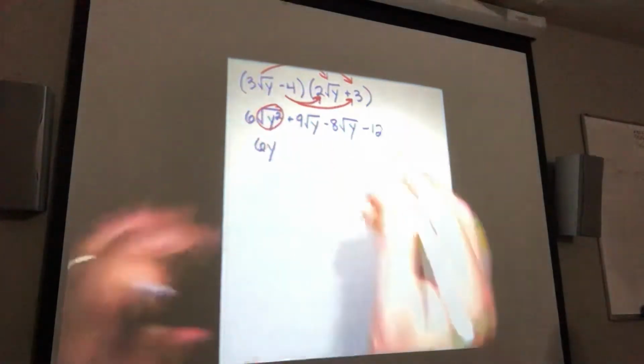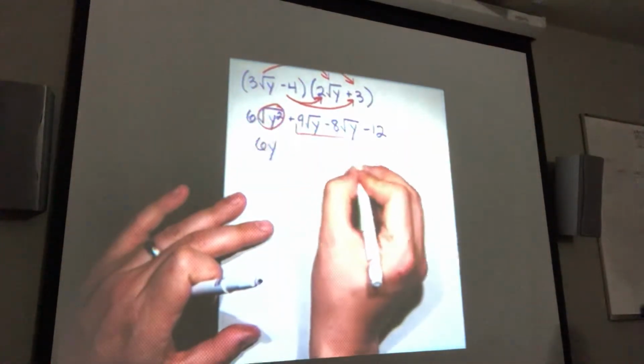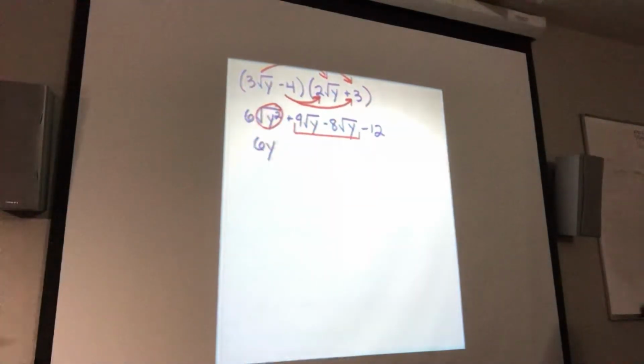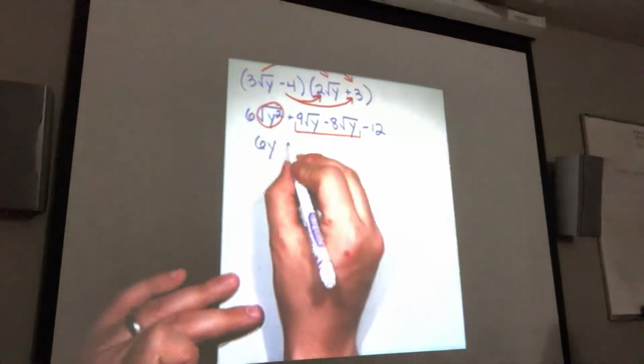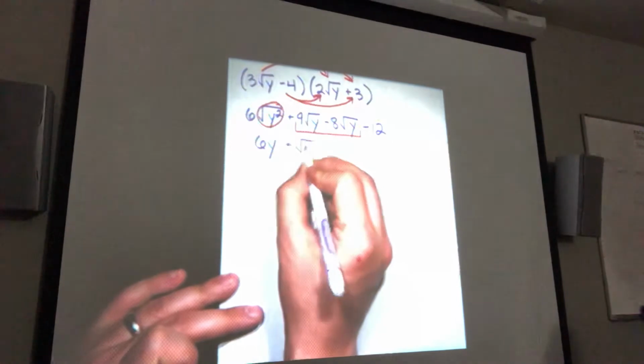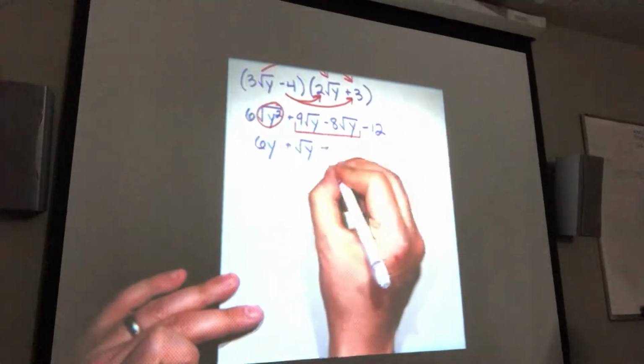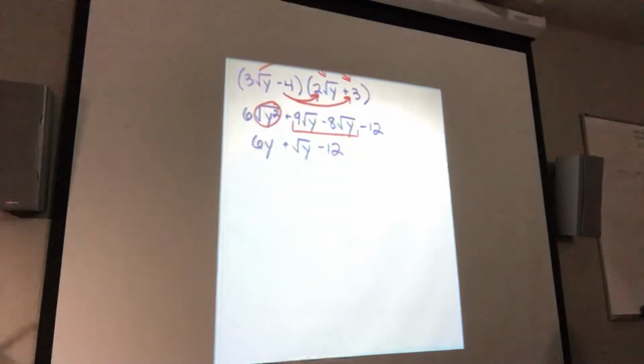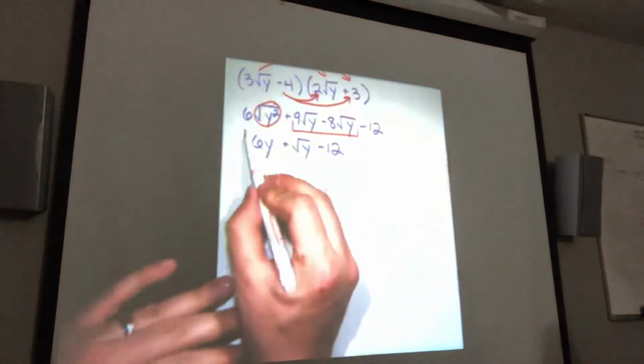So this is going to be 6y. Let's go ahead and combine these two while we're at it. They have the same radicals, so I can put those together. What's 9 root y minus 8 root y? That would be just 1 root y, or root y, and then minus 12 on the end. Believe it or not, no part of this can be combined or simplified, so that's the answer.